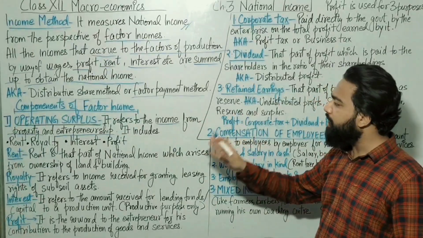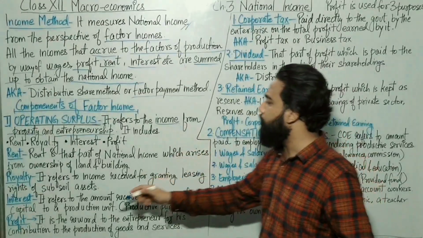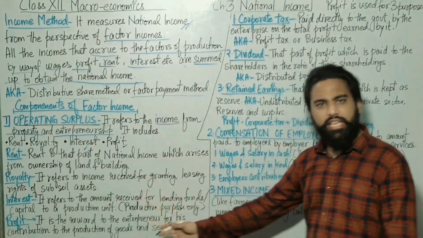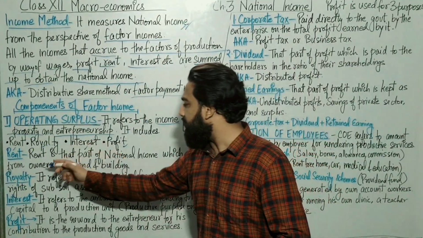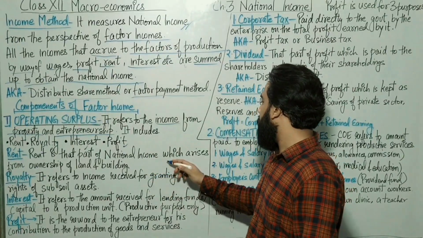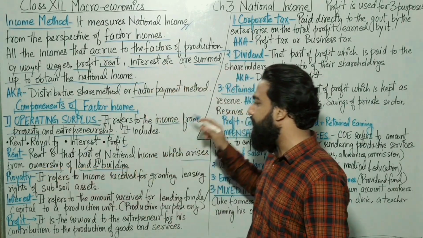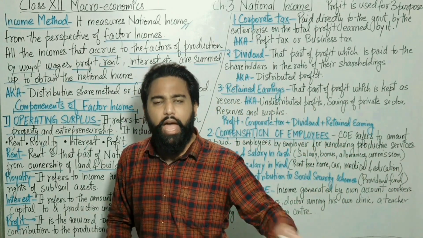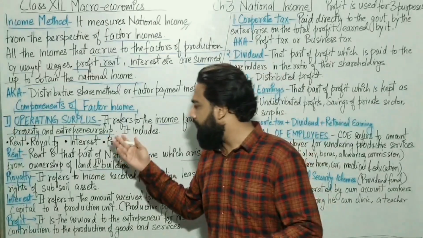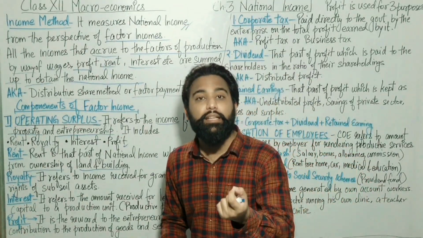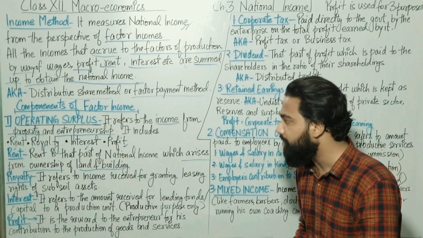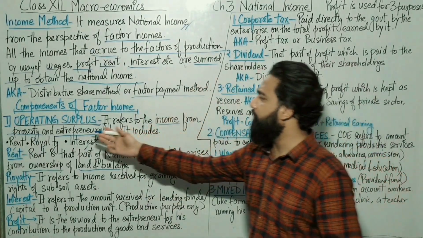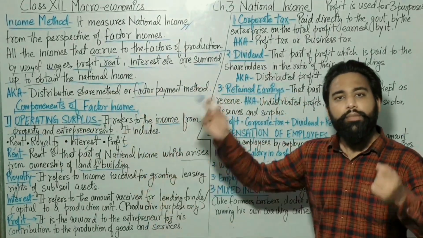Is that clear? Now, what does operating surplus include? It includes rent, royalty, interest and profit. These are very easy things. Now, what is rent? Rent is that part of national income which arises from ownership of land and building. If you give your land or building to someone, and for that rendering of land and building you get some rent, then that income in the form of rent will be part of national income and will be considered as the operating surplus.